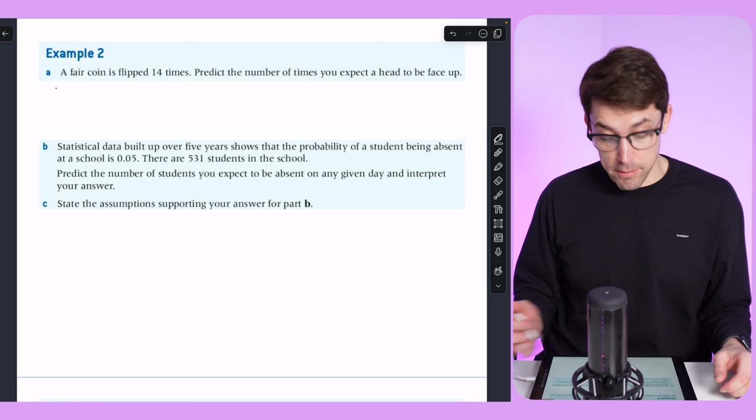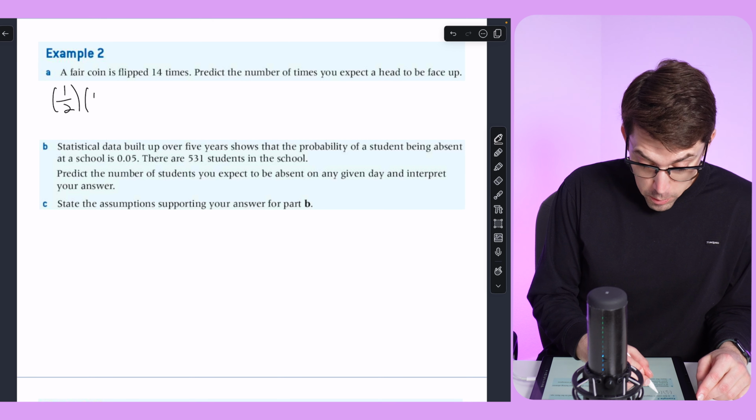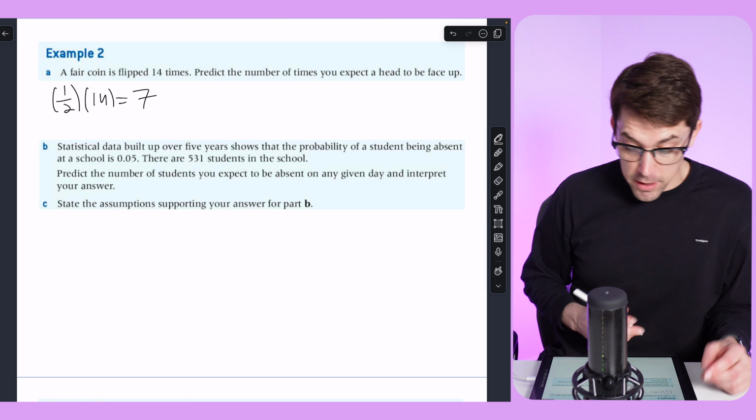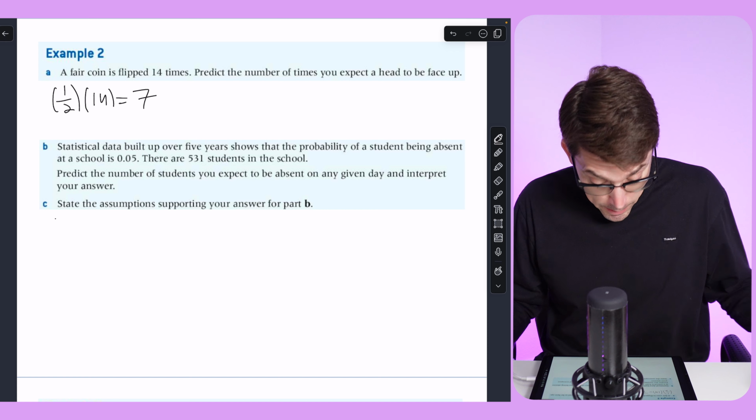So a fair coin is flipped 14 times. How many times is it going to be heads? Well, you know that heads is the one desired outcome out of 2 total, and I'm doing this 14 times, so that's going to give me an answer of 7. So 7 times I would expect to see heads. I might not get 7 exactly, but that's what I would expect.